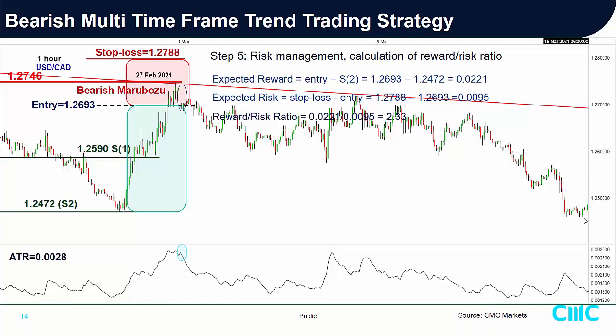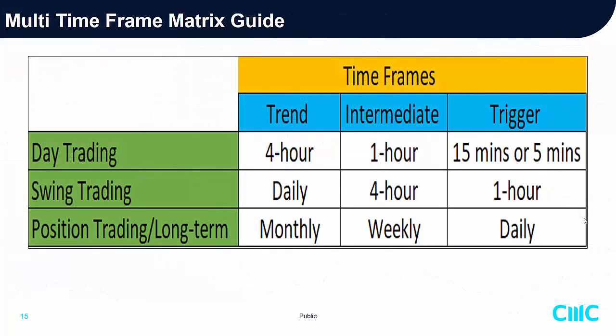All right, so I've covered two time frames, one on the bullish bias, one on the bearish bias. So let me share with you all this multi-time frame matrix guide. What I mean by this matrix guide is, firstly, we'll break down into time frames. This is the big picture trend, this is the intermediate trend, and this is the trigger trend.